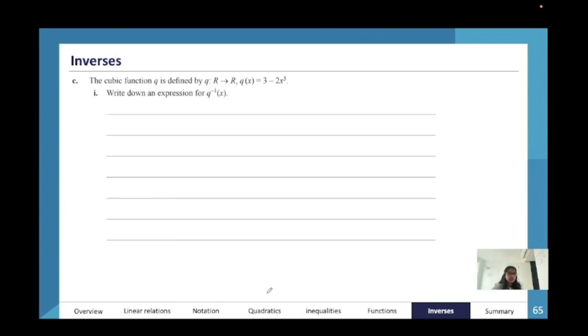So let's do another question. We've got a cubic function defined by this. Write the expression for the inverse. Okay, beautiful. Write an expression, so it's just a rule. Let y equals 3 minus 2x cubed. To find the inverse, swap x and y.